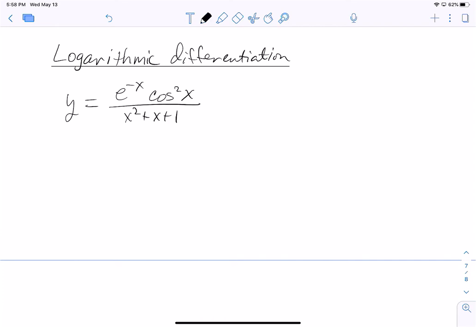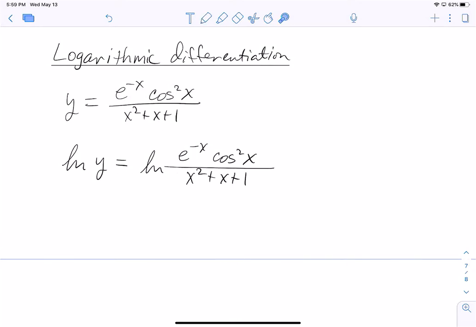So what we're going to do is use properties of logs to simplify our work. And in order to use properties of logs, we have to have logarithms to begin with. So we're going to apply the log to both sides. So we have natural log of y equals the natural log of e to the negative x times the cosine squared of x divided by x squared plus x plus 1.